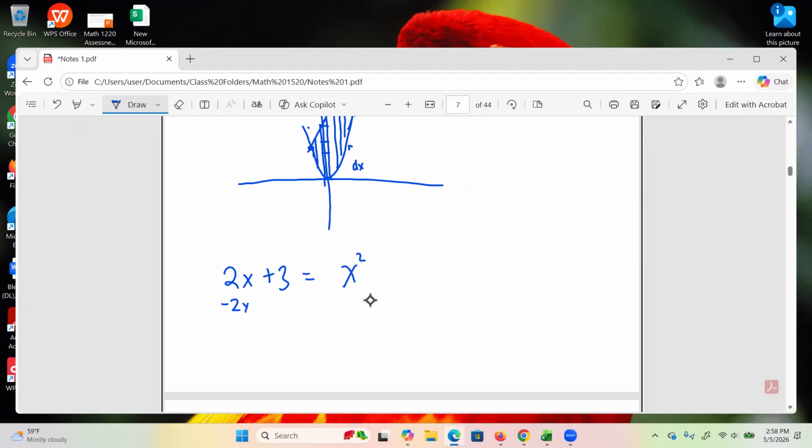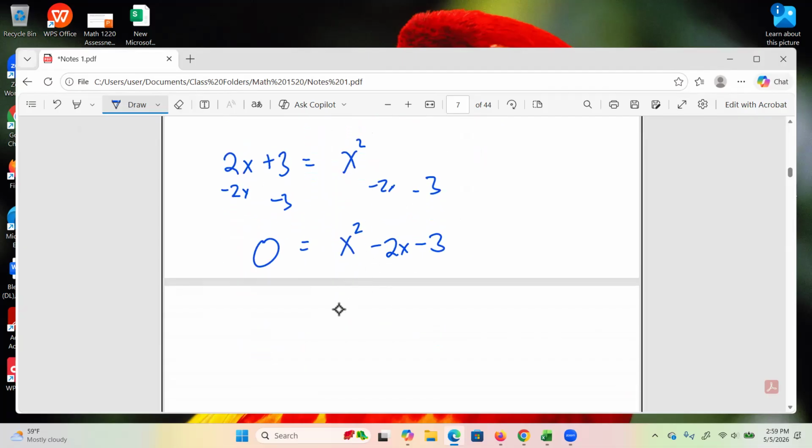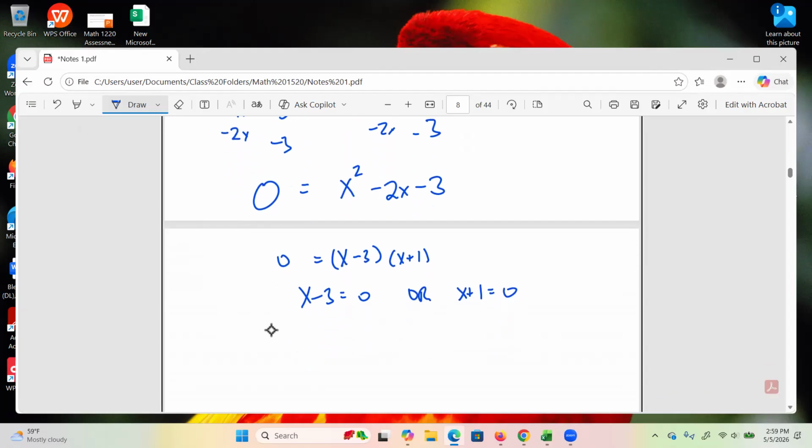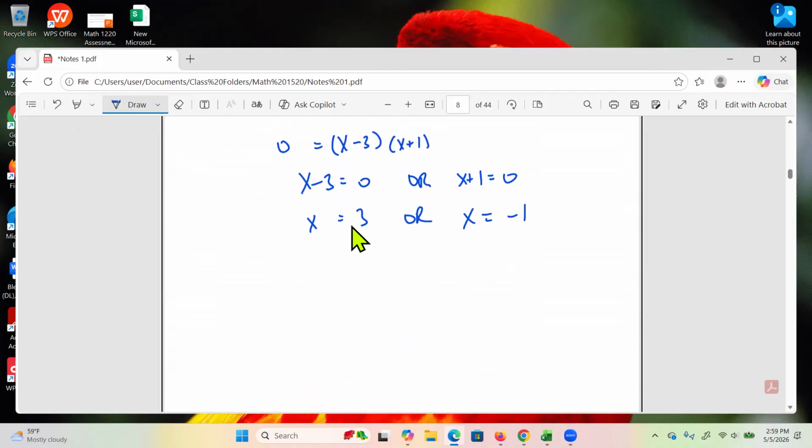We'll subtract 2x from both sides and subtract 3 from both sides, so we have 0 equals x squared minus 2x minus 3. This is a pretty tame function to factor: x minus 3 times x plus 1. So x minus 3 equals 0 or x plus 1 equals 0, giving us x equals 3 or x equals negative 1. When we sort out our integral, we're going to be going from x equals negative 1 to x equals 3. So we can say negative 1 to 3.